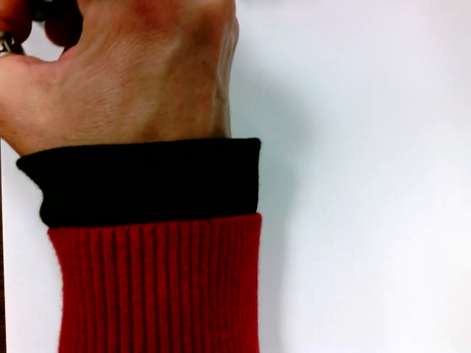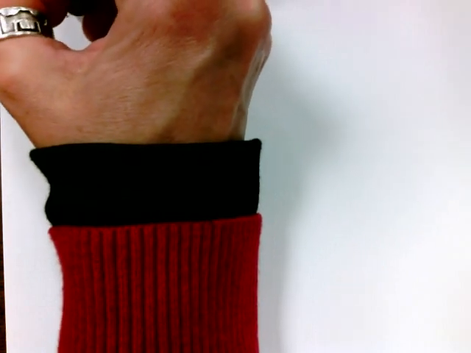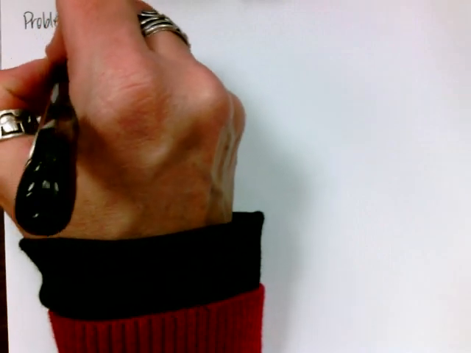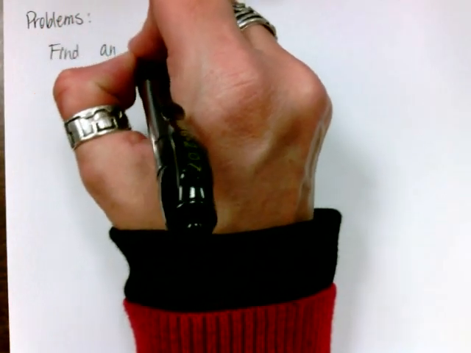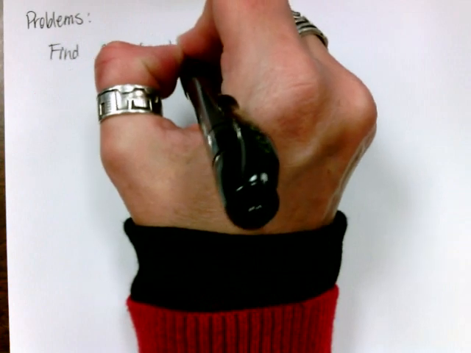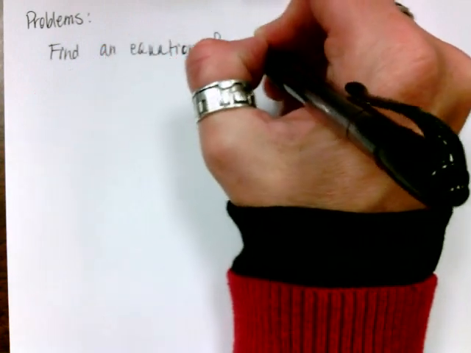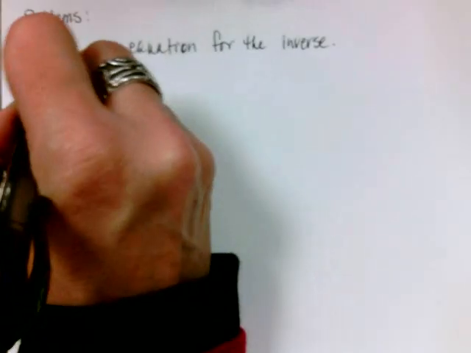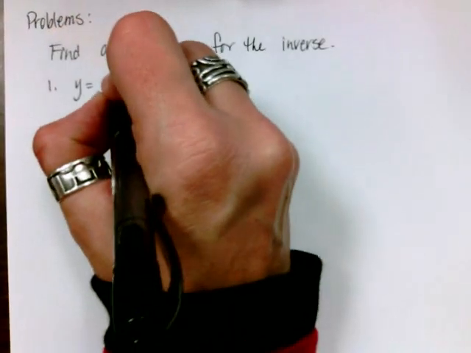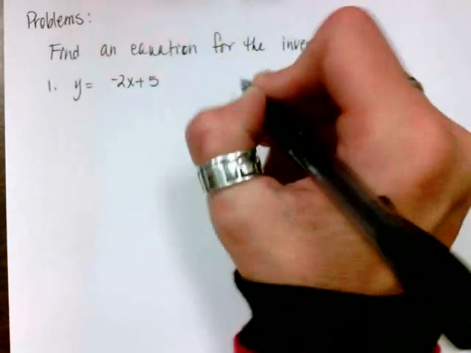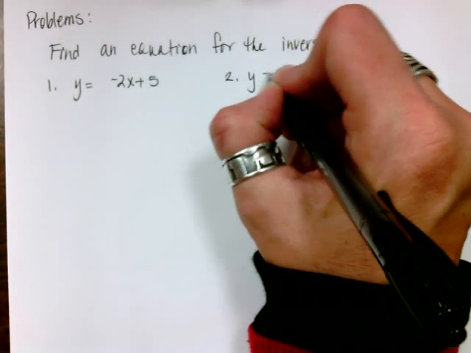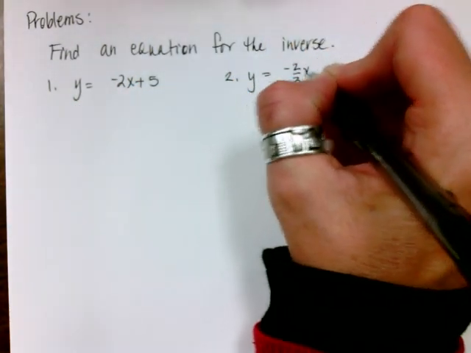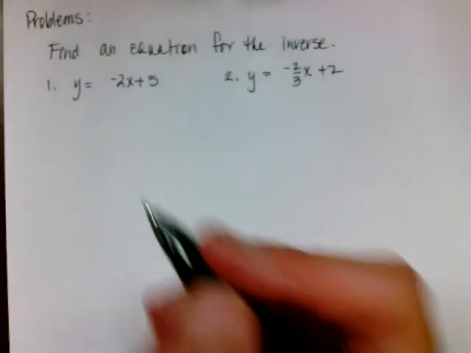Alrighty, so let me give you your problems. The first two say find an equation for the inverse. Number 1, y is equal to negative 2x plus 5. And number 2, y is equal to negative 2/3 x plus 2.